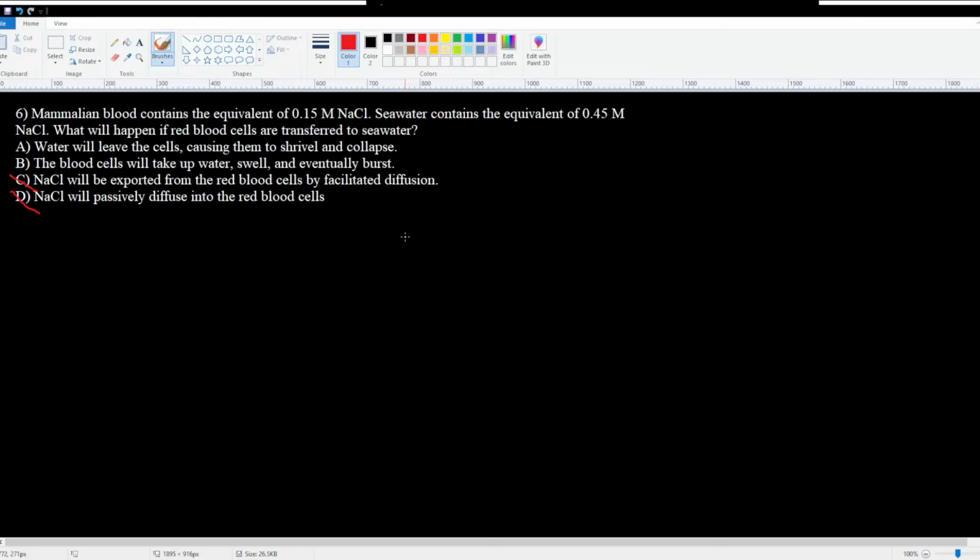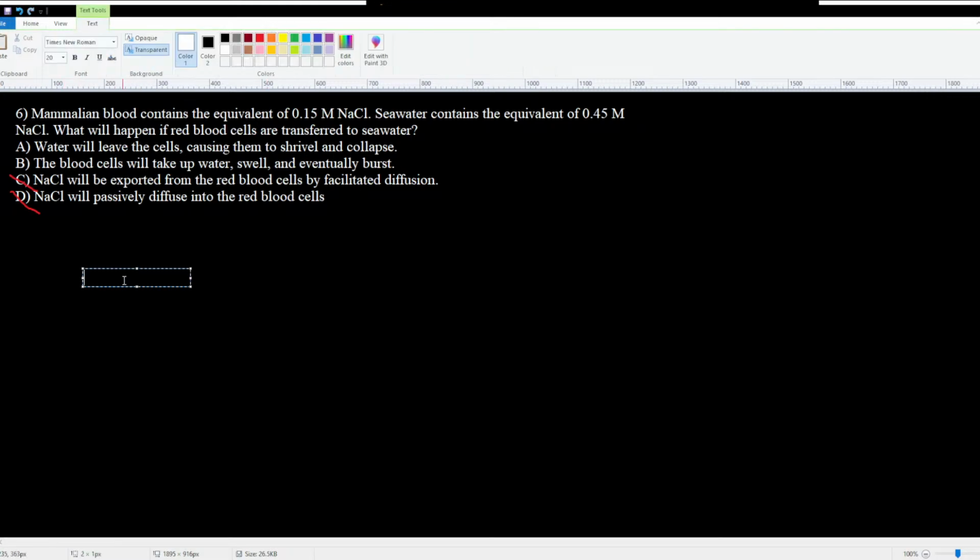That's also out of the question. Which, I mean, yes, that might happen in certain cases, right? I mean, facilitated diffusion, sure, I guess that might happen. But in this case, we're talking about osmosis. So now, osmosis, we're talking about diffusion. Diffusion is the movement of particles from high to low.